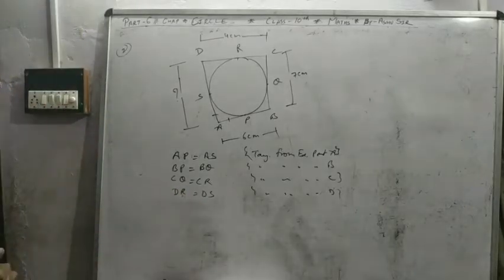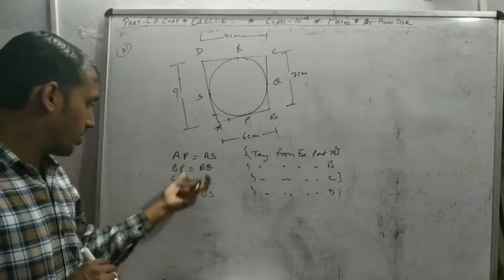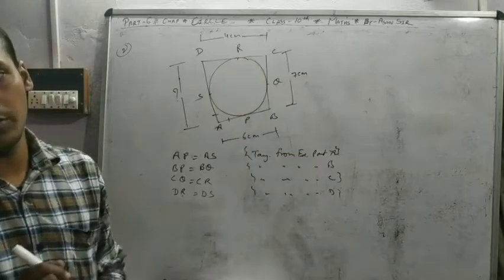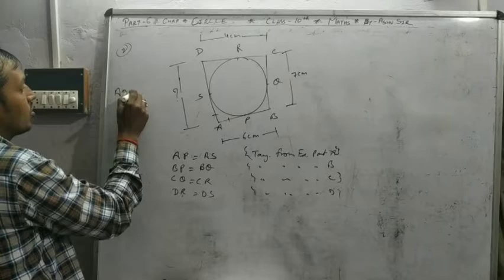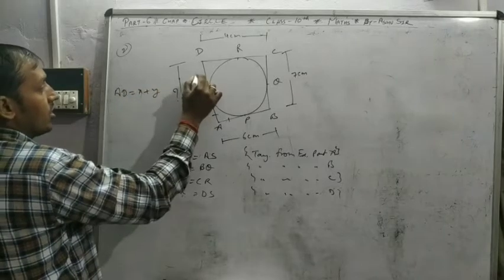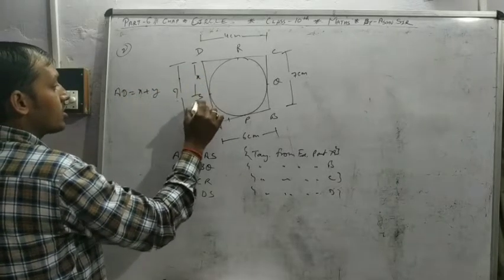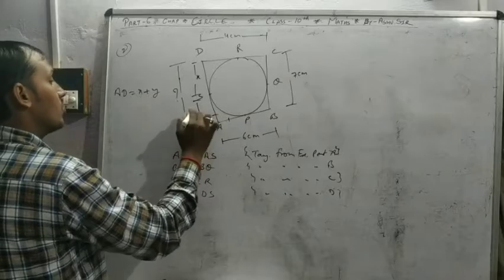Here nothing is given for the partition; whole line segments are given. But we want AD. So if I say AD is equal to X plus Y, take here this part X and this part Y.